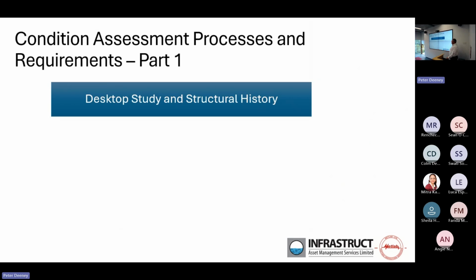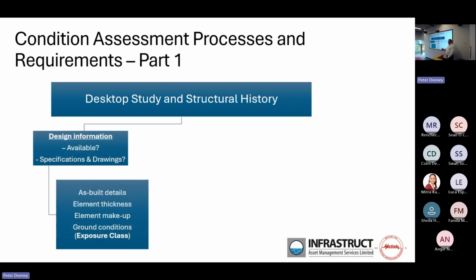So before we start, and one thing about wind farms, in my experience, they tend to have a lot of information. So a desktop study and a structural history will be very beneficial. Design information in particular will be very useful. But most important at the bottom is the exposure class. That will give us as condition engineers an idea what the original foundation was designed for.